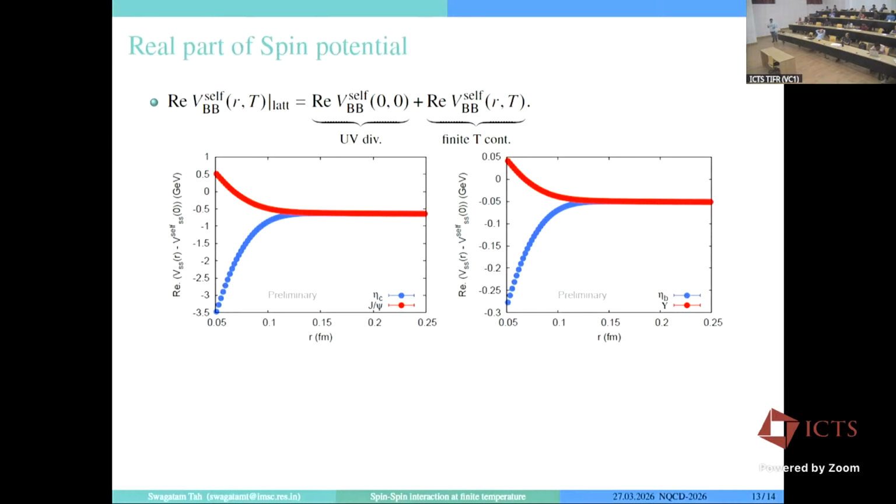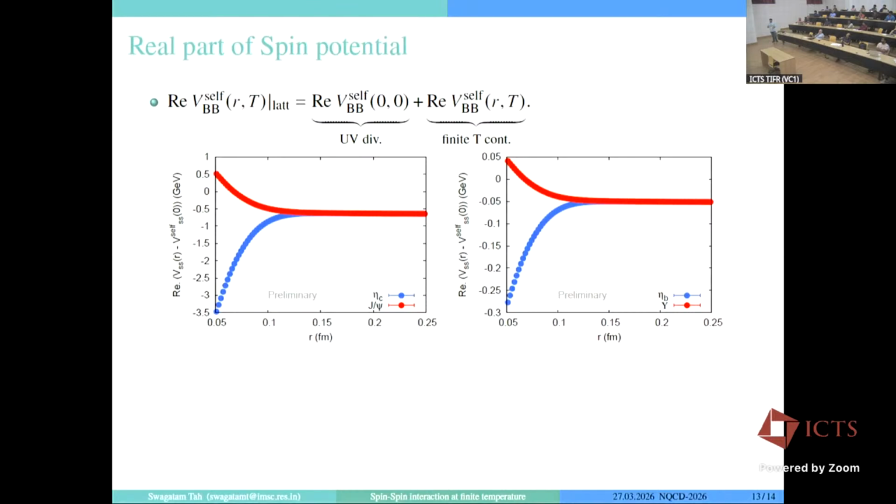So for spin, we have extracted the spin potential, as I said before, from the correlators, and we have added the two terms to get the pseudoscalar and vector channel. The x-axis is the distance r between the quark and anti-quark pair, and the y-axis is the real part of the subtracted potential, the self energy with the ultraviolet divergence subtracted. These are for Charmonia and these are for Bottomonia.